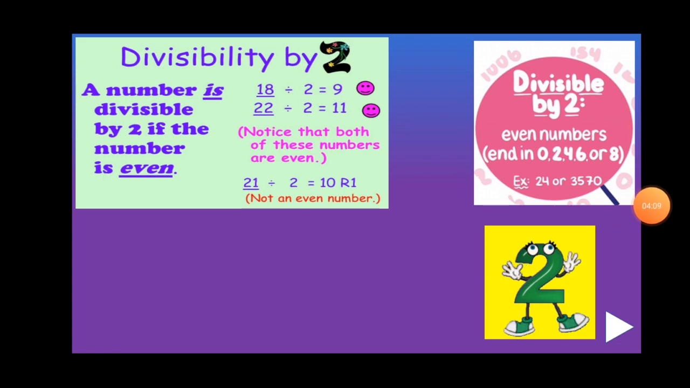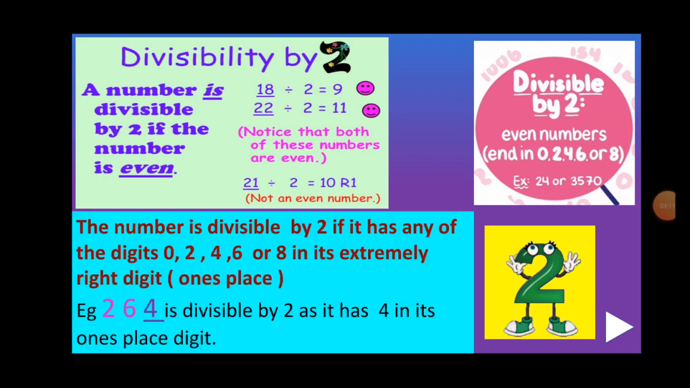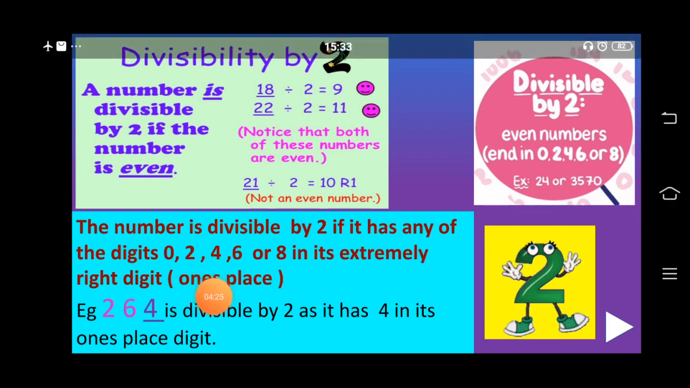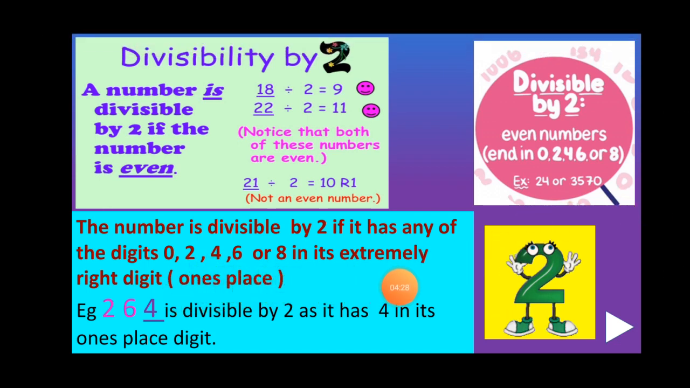Now, let's recap what we have learnt regarding the divisibility by 2. So, children, the given number is divisible by 2 only if it has any of the digits 0, 2, 4, 6 or 8 in its right-most digit, or its ones place. Here you can see one example. We have taken a number, let's say 264. It's divisible by 2 as it has 4 in its ones place.